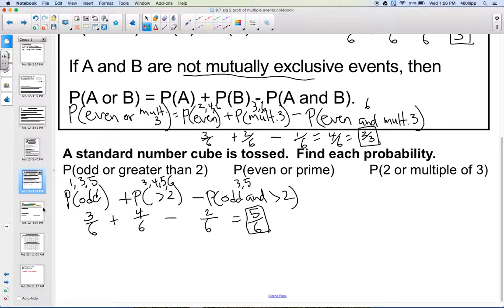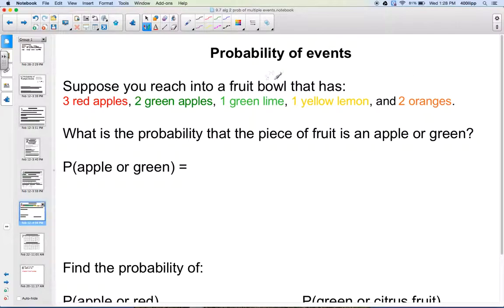All right, moving on. If we look at one where we're going to have the probability of events for looking at different fruits in a fruit bowl. So we want to look at the probability of getting an apple or green. Can that happen at the same time? Well, since we have 2 green apples, we know it can happen at the same time, and therefore these are not mutually exclusive events because it can happen at the same time.